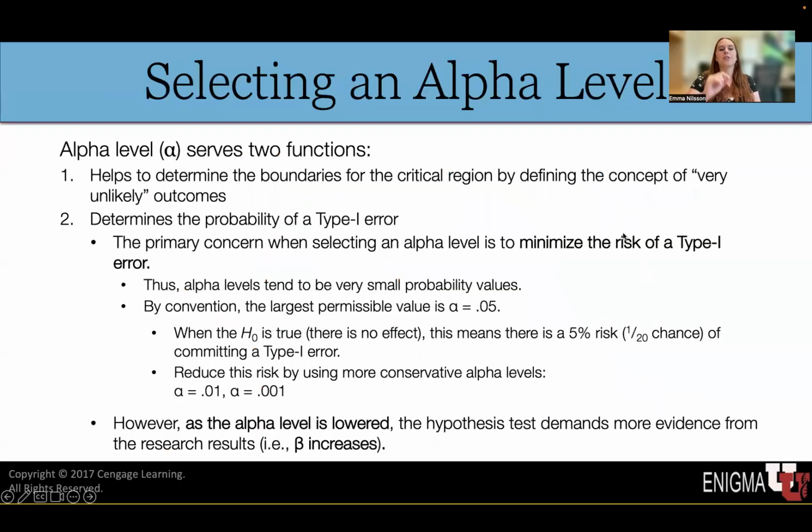This brings us back to why it is so important to select an appropriate alpha level when we're running a hypothesis test, because the alpha level is going to serve two functions. Number one, it's going to help us determine the boundaries for our critical region by defining the concept of a very unlikely outcome. That is what we've talked about in the past lecture, right? But the new job of an alpha that we're talking about now is that it also helps determine the probability of a type 1 error.